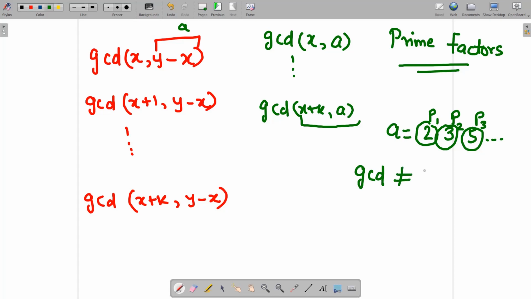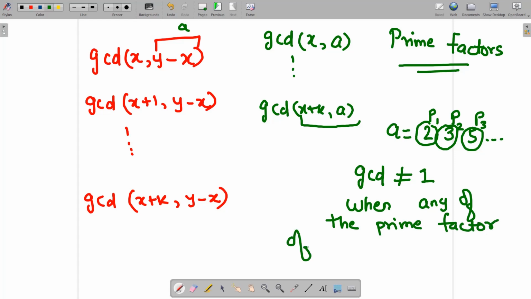So GCD is not equal to 1 when any of the prime factors of a divides x plus k, right? So we need to find a suitable k such that any of the prime factors is going to divide that value of x plus k. Okay, so how do you find the value of k such that this holds?